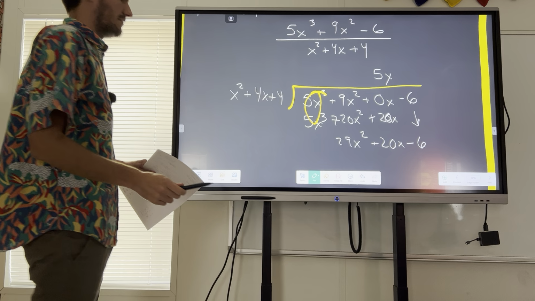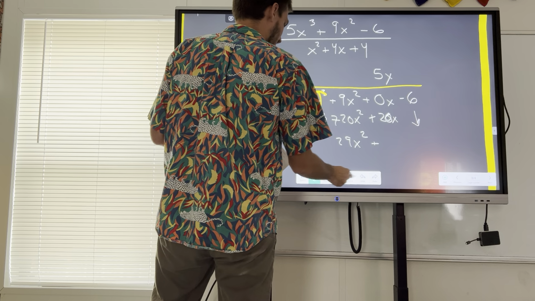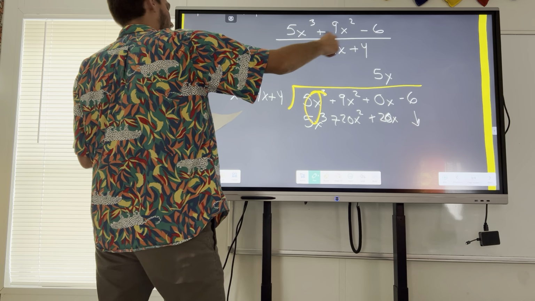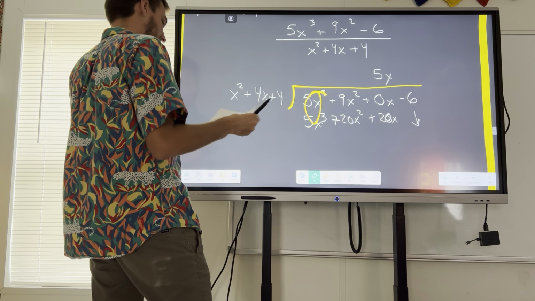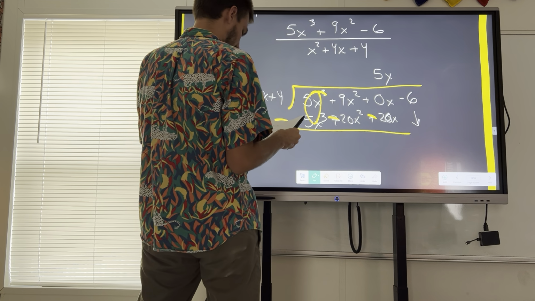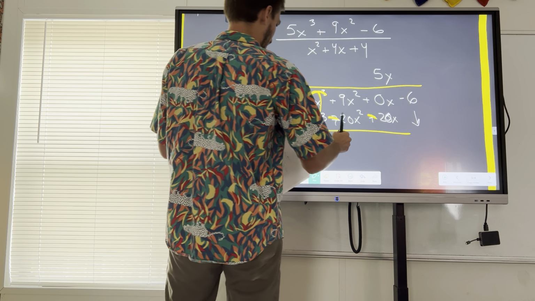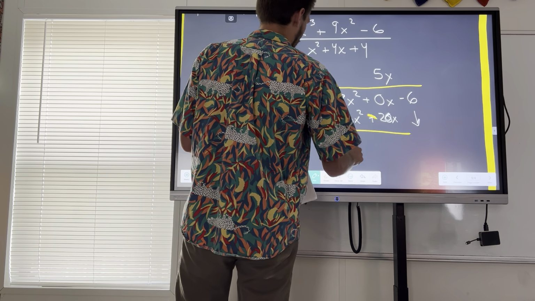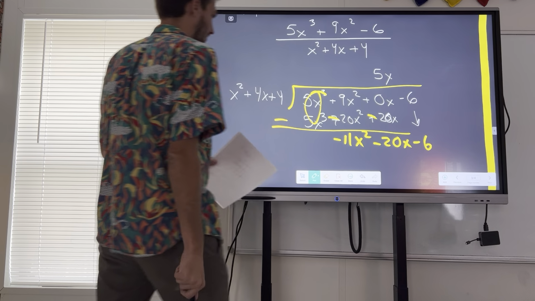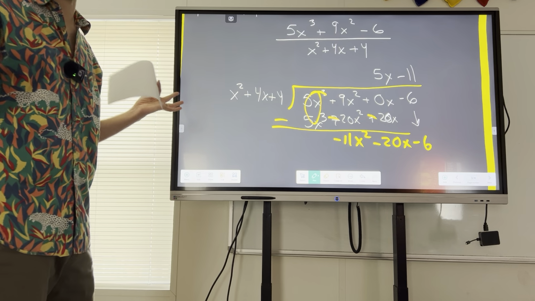Is that okay? What did I do? Subtract. I got distracted by the ugly thing. Subtract 20x squared and 20x. Then subtract them. Good call. So that's negative 11x squared minus 20x minus 6. Multiply by negative 11. And then at that point, we can pretty much stop.